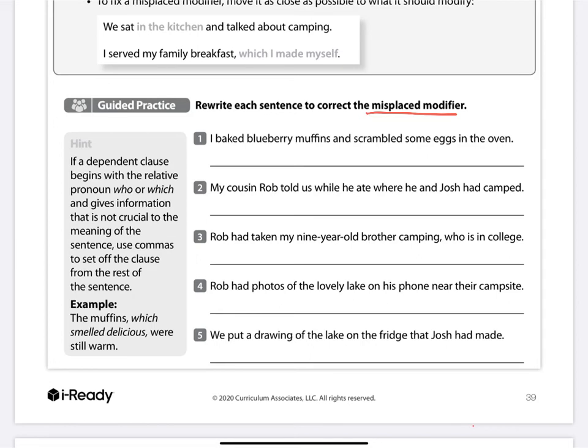I baked blueberry muffins and scrambled some eggs in the oven. Okay, you cannot scramble eggs in the oven. So you have to insert it over here. I baked blueberry muffins in the oven and scrambled some eggs.